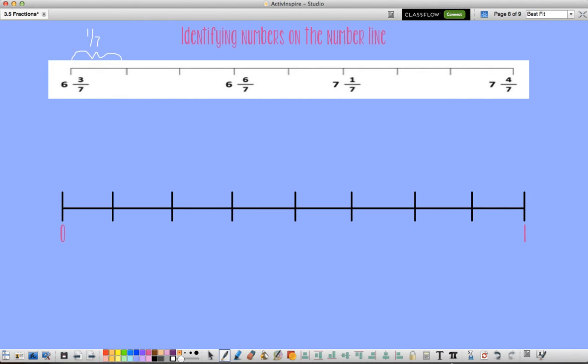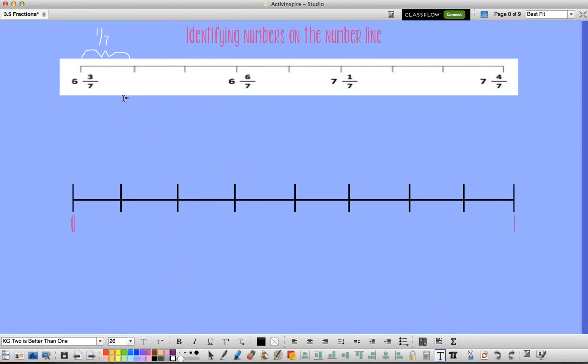So then what we would find here is that this number would be 6 4/7 because we're adding on one more seventh. And here we would have 6 5/7.